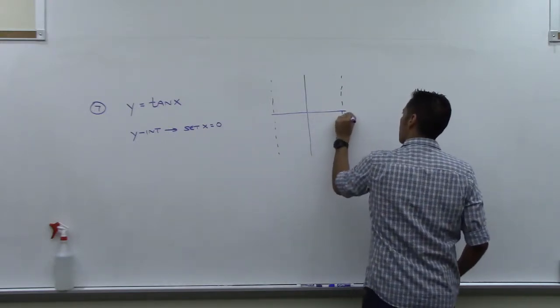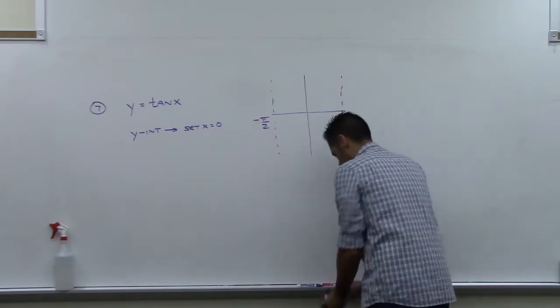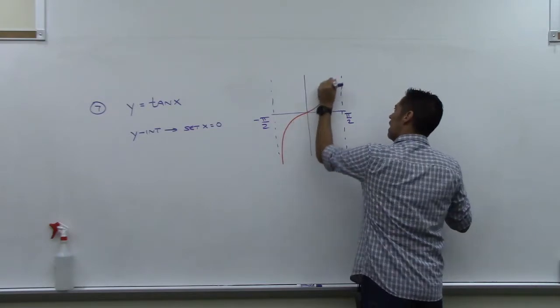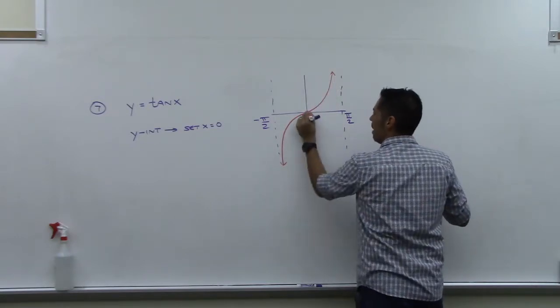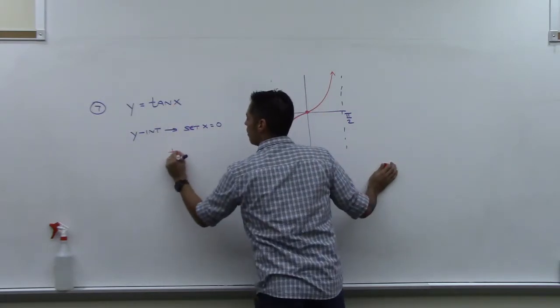You have these vertical asymptotes at pi over 2 and negative pi over 2. But the graph goes like this. And so the y-intercept is that point right there. Now to get it, we just plug in 0 for x.